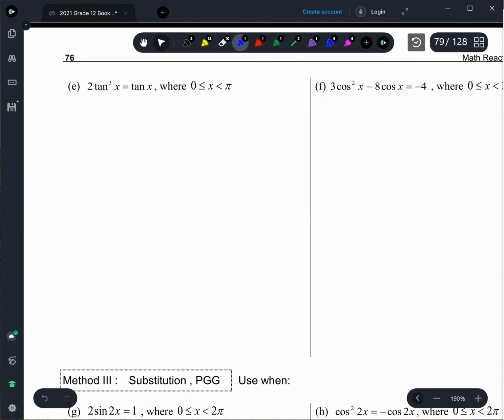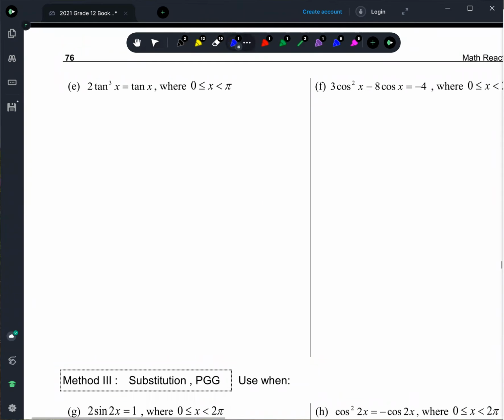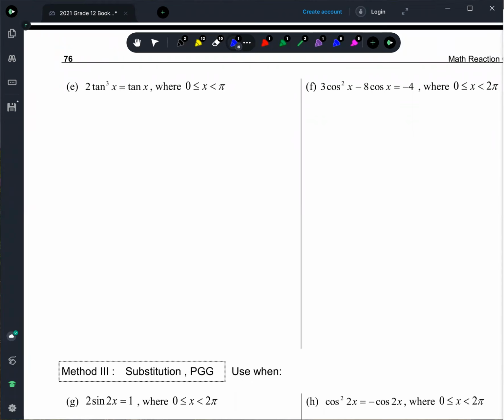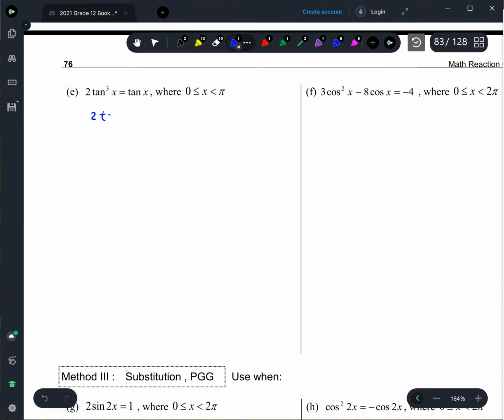So question E. Okay, we move everything to one side. It looks like 2 tangent cubed x. Tangent cubed x, you can think of it as tangent x to the cube. Okay, that's what it means when there's a little exponent in the middle. Minus tangent x equal to 0.